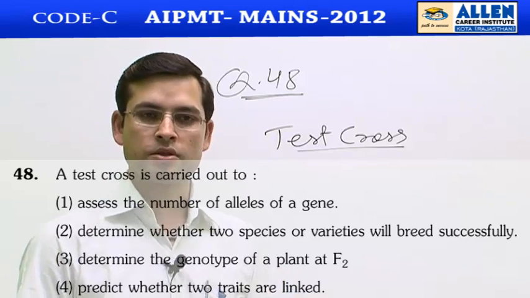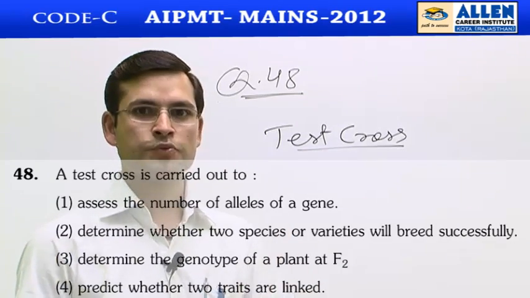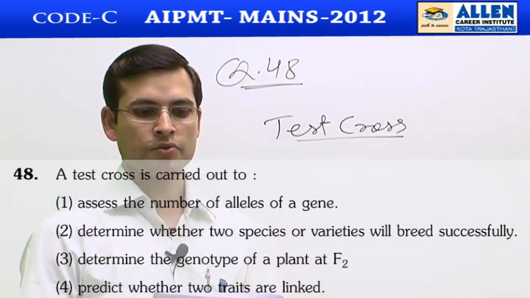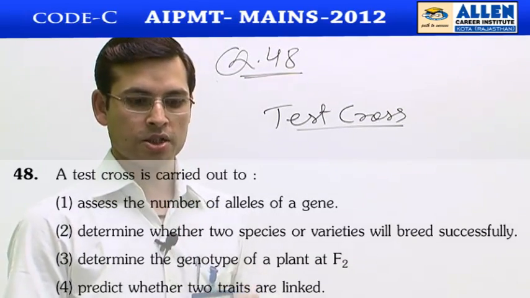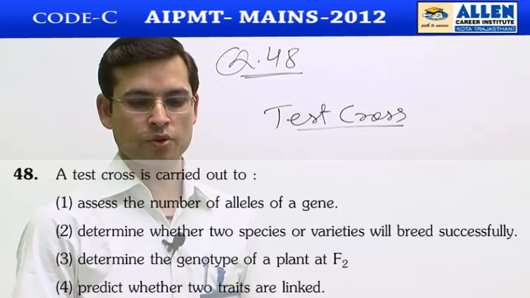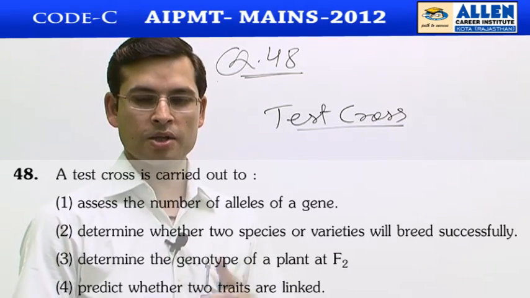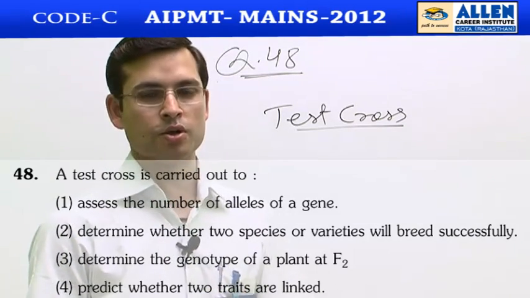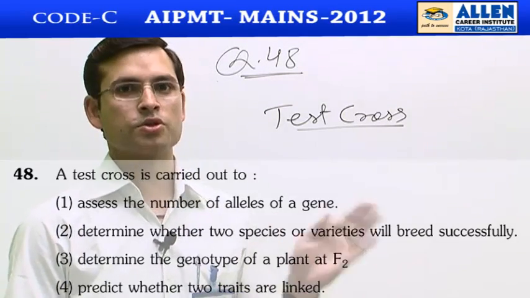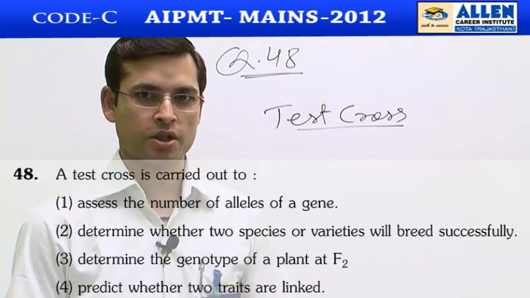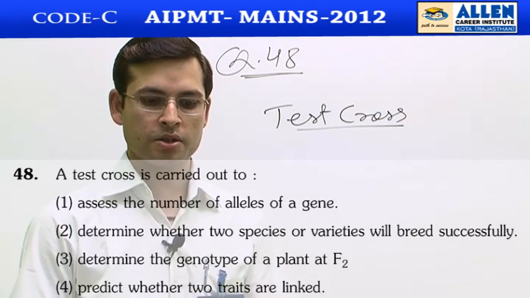So now in this question, it is carried out to... among the 4 options, it is the third option, to determine the genotype of a plant at F2 level. This will be correct. The other options, to assess the number of alleles, to determine whether the species will breed successfully, or to determine the linkage, will not be appropriate for the test cross. Test cross is mainly done to find out the genotype. So the answer of this question will be the third one.